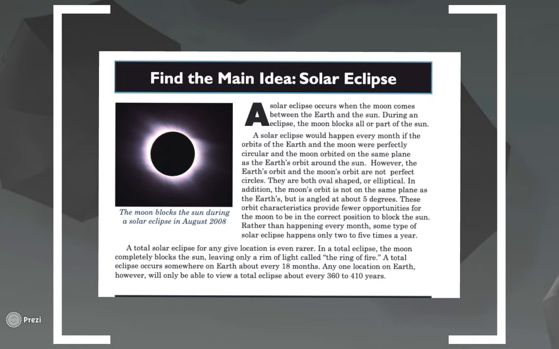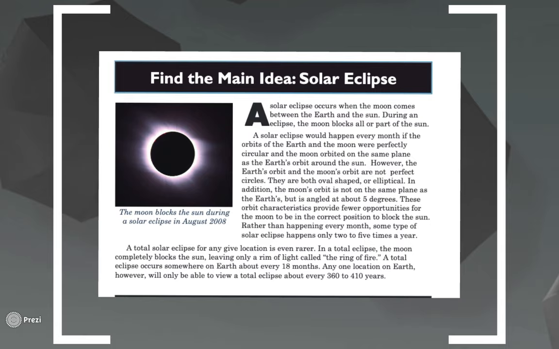Obviously, Earth and Moon are repeated multiple times, if any of you have noticed that. The word eclipse is in there multiple times. What jumped out to me most is the words "would happen" in the beginning of the second paragraph: a solar eclipse would happen every month if the orbits of the Earth and the Moon were perfectly circular and the Moon orbited on the same plane as the Earth's orbit around the Sun. Those words, would happen.